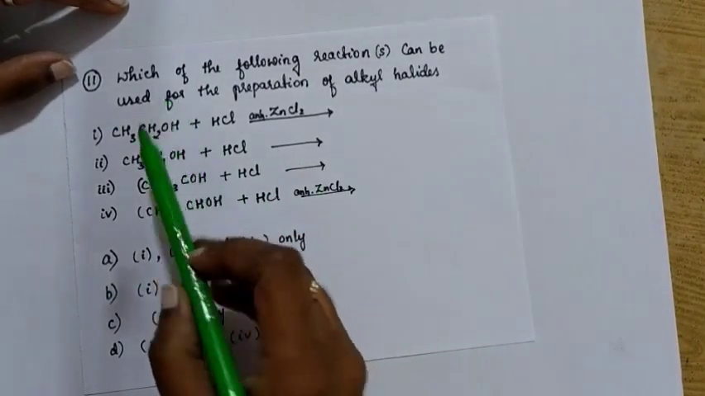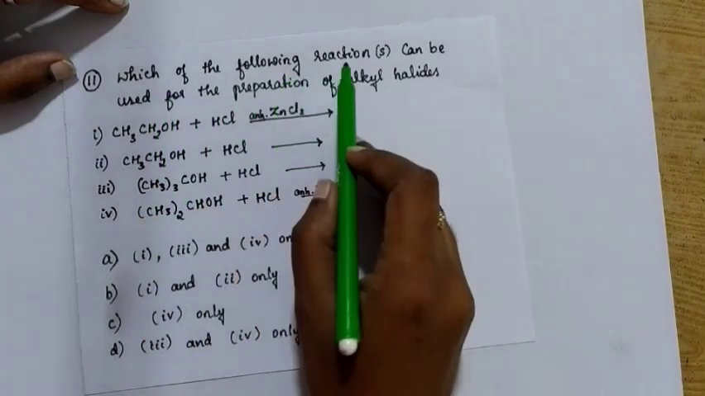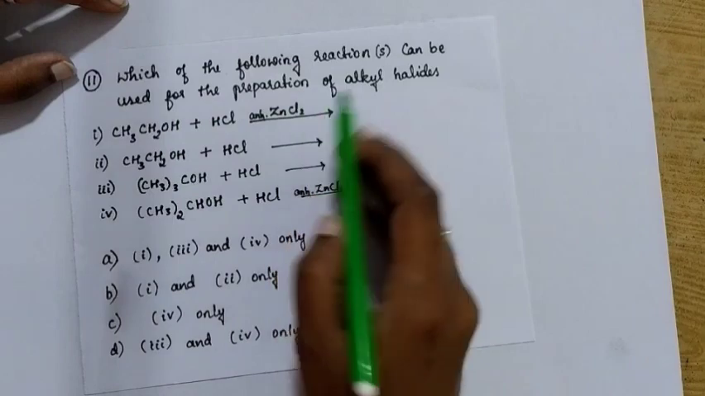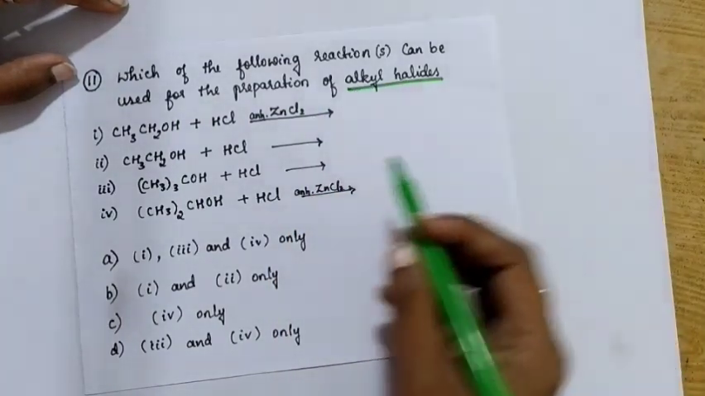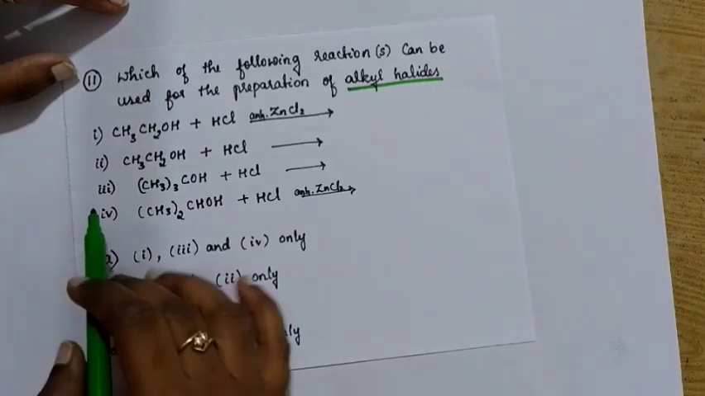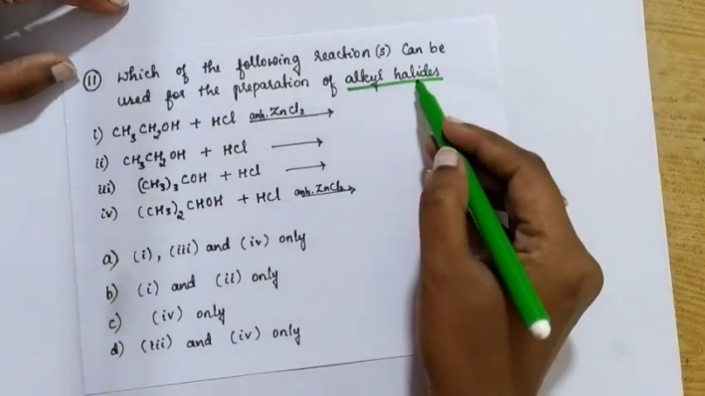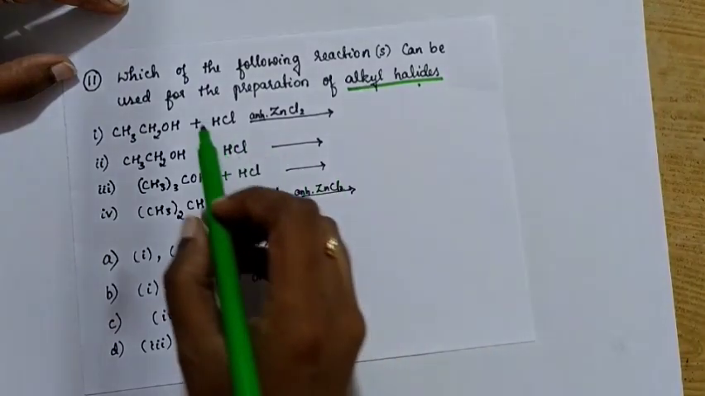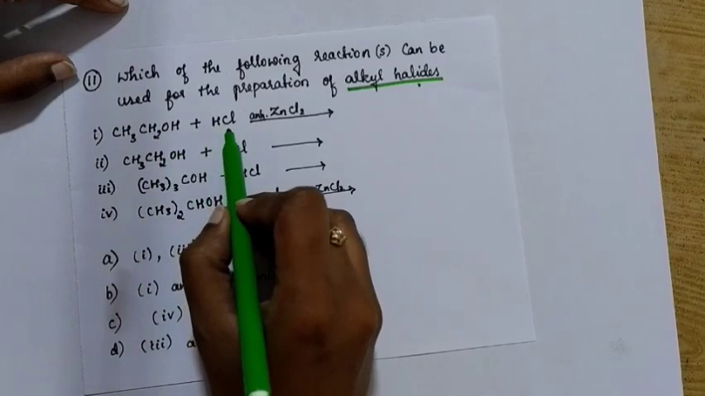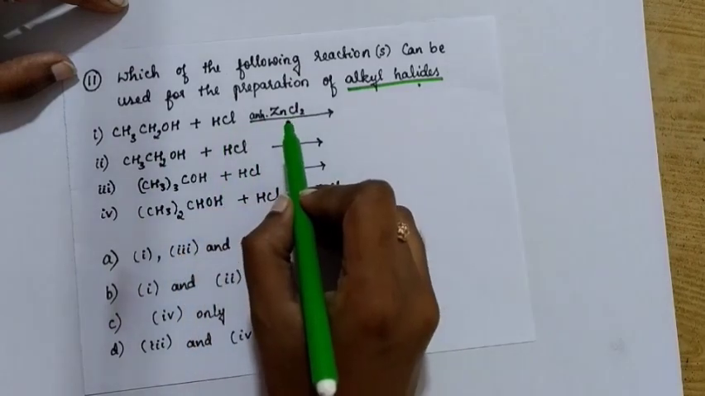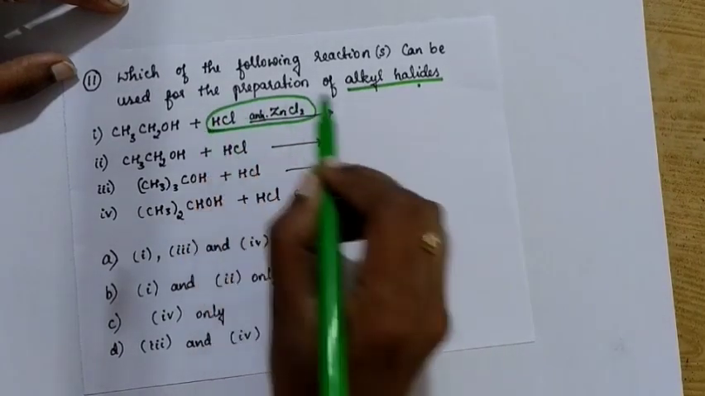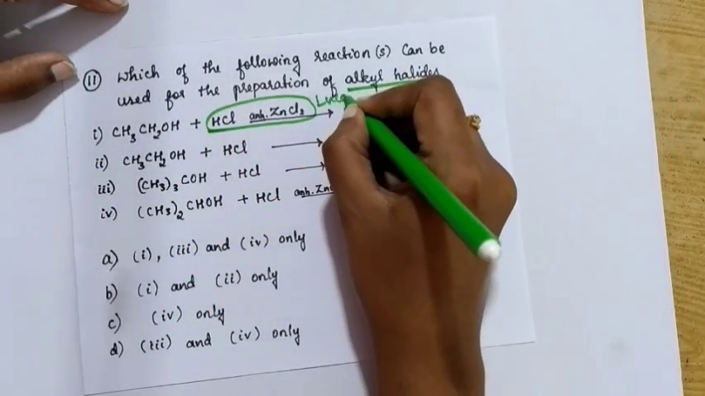Let me read it. Which of the following reaction or reactions can be used for the preparation of alkyl halide? See, they have given 4 reactions here, and they are asking which of the reaction can be used for the preparation of alkyl halide. Let us check the first reaction, where alcohol is reacting with HCl in the presence of anhydrous zinc chloride. This mixture of HCl and anhydrous zinc chloride can be named as Lucas reagent.